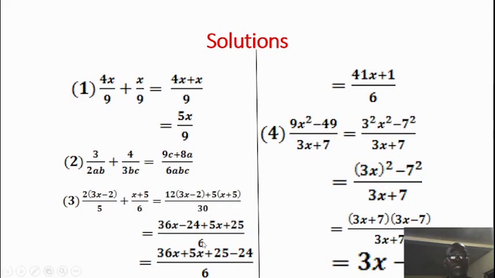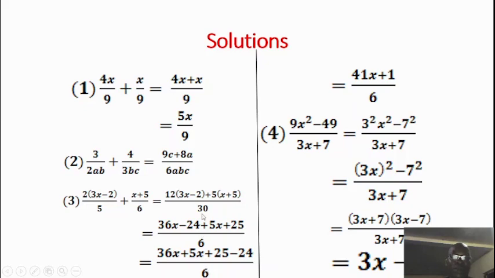Okay. Please, my dear students, write this 30. Write this 30. Then collect like terms at the numerator. We get 36x plus 5x, put them together here. And then collect 25, put it there, minus 24, you get this. This thing, still change it to 30, please.